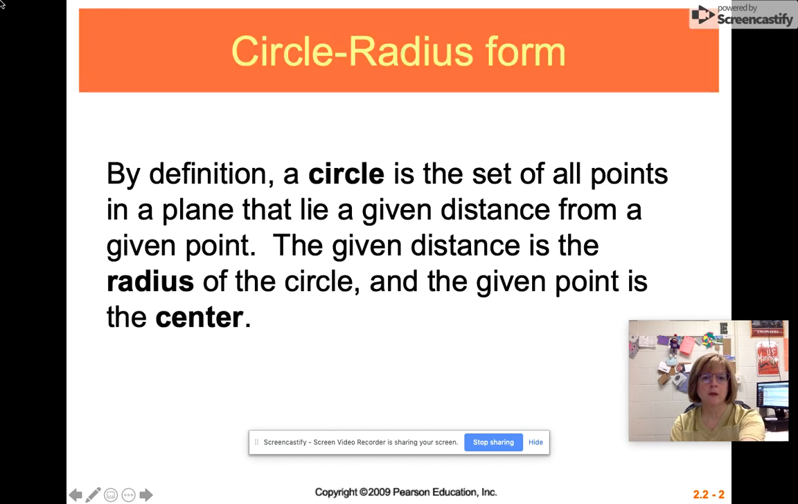Good morning. We're going to go over circles today, specifically the center radius form of a circle, and we'll do a word problem, and then you'll do some practice on MyOpenMath. So what exactly is a circle?